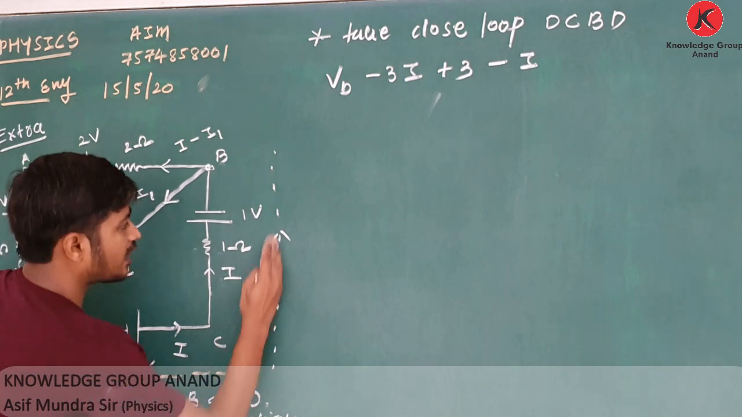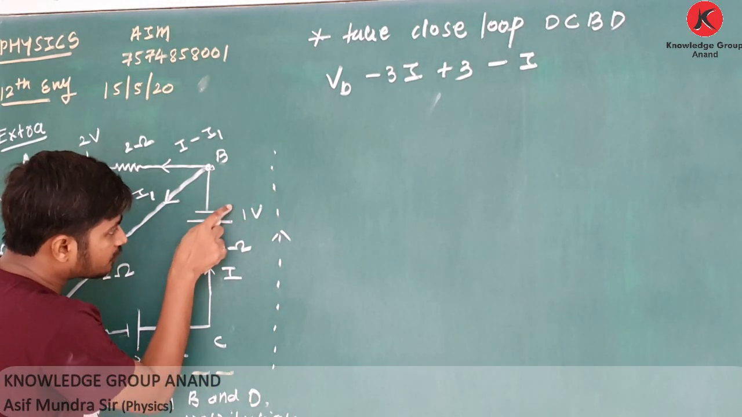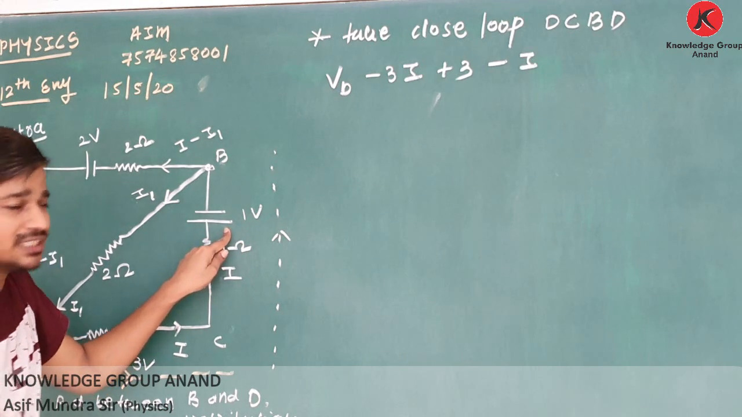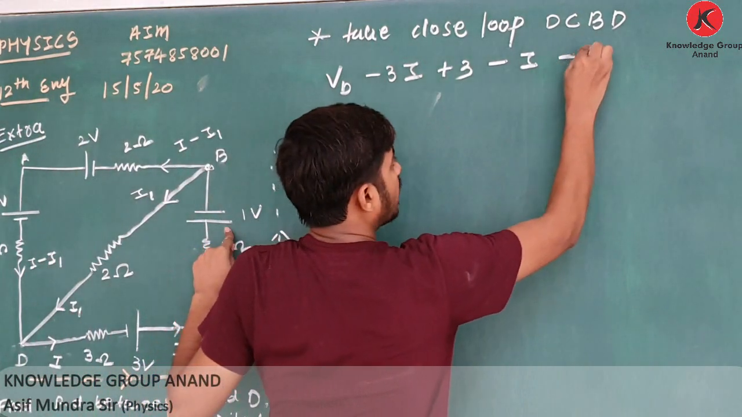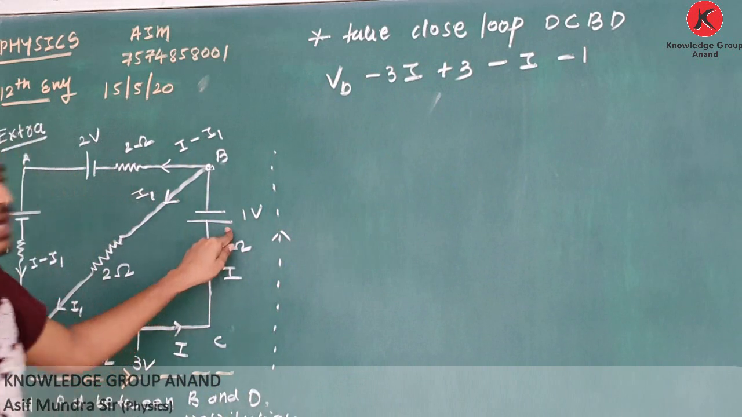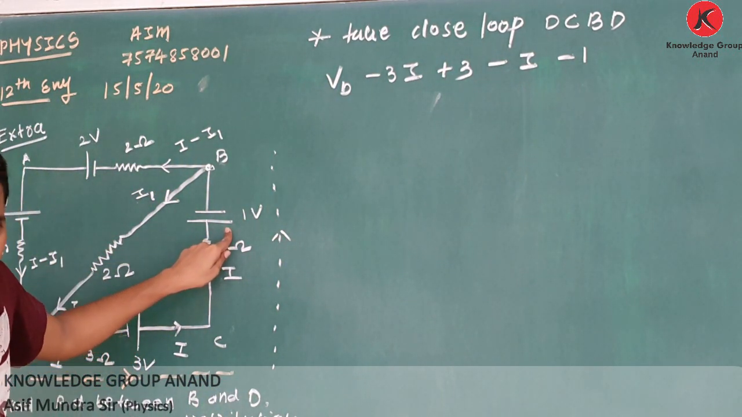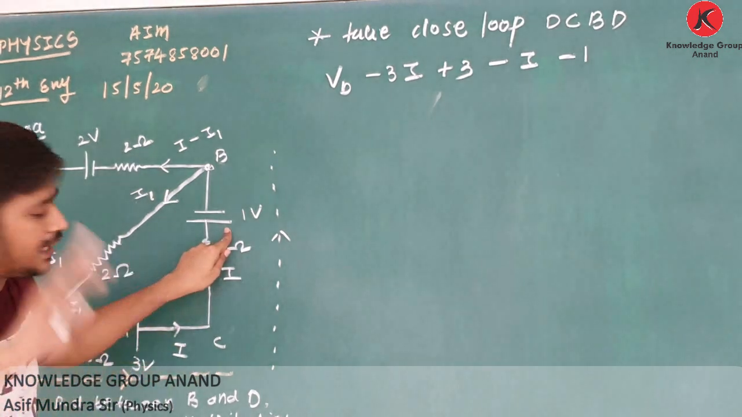We are moving from the positive terminal of the cell to the negative terminal of the cell. It is 1 volt, and you have to consider it negative, so it is minus 1. Take care when you write I and 1.